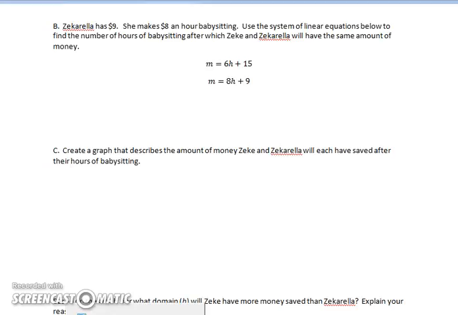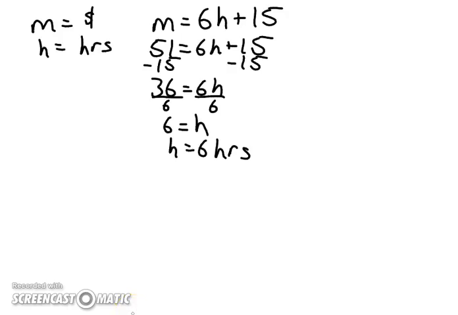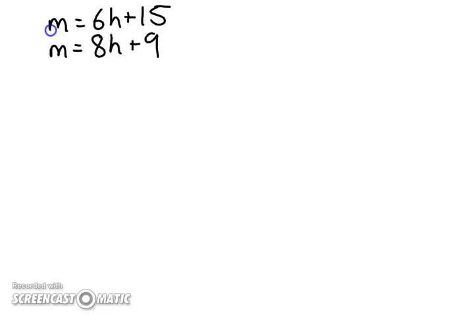We have, for Zeke, M equals 6H plus 15, and then we also have M equals 8H plus 9. Zekarella must have a better agent because she's making more money for her hours of babysitting. Okay, so we want to know when the money is the same.